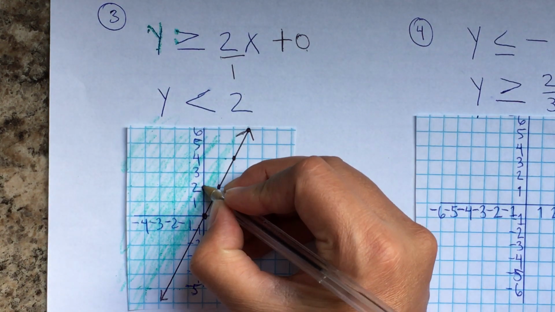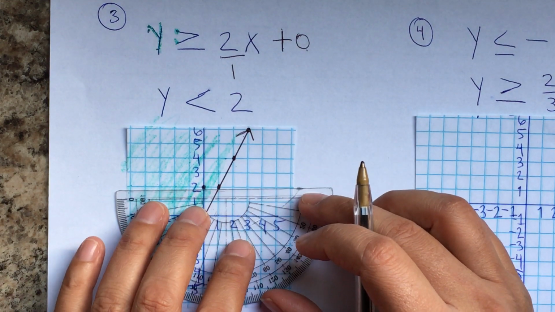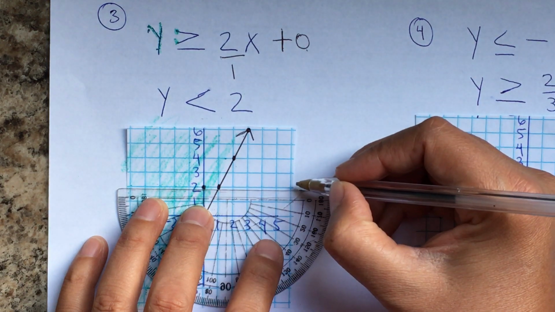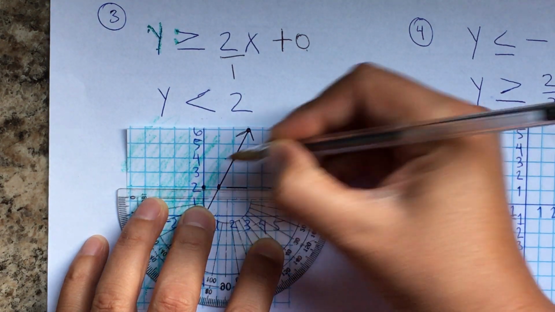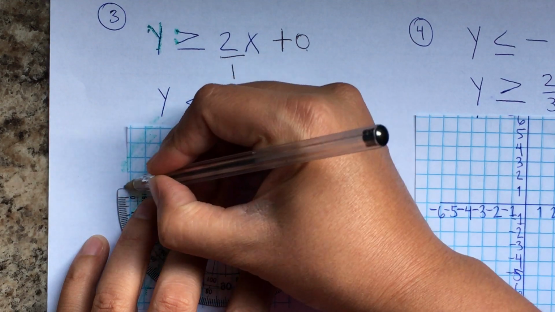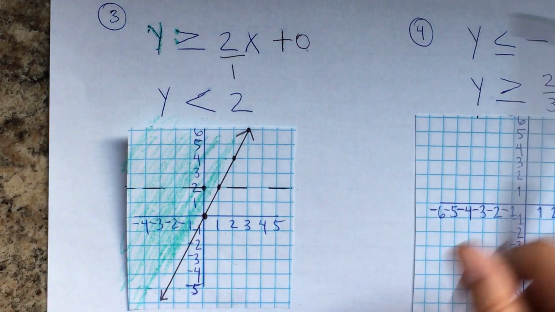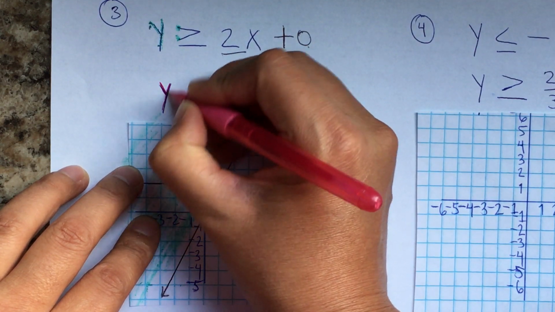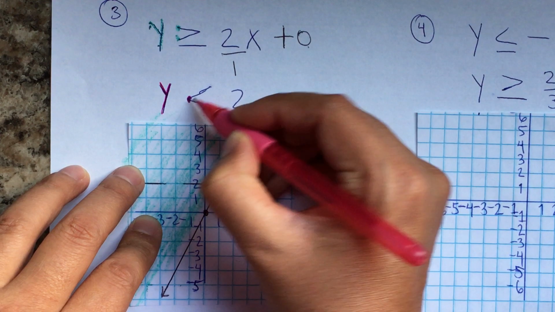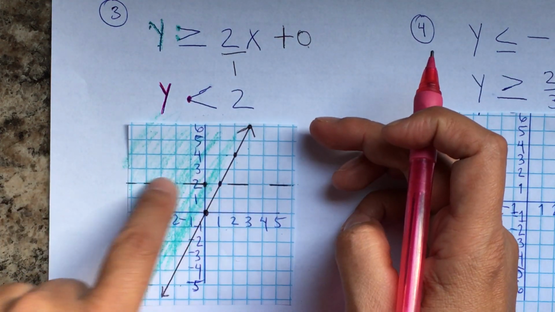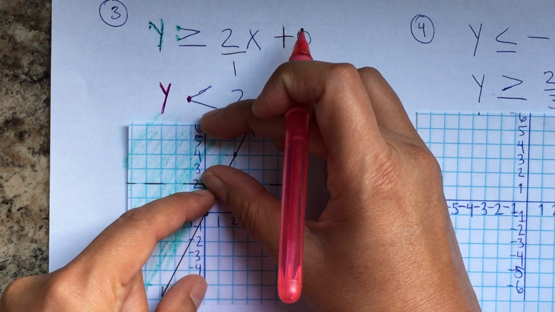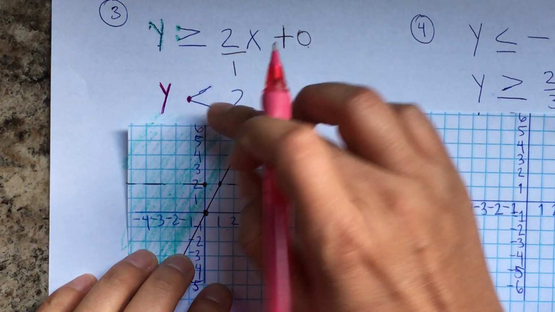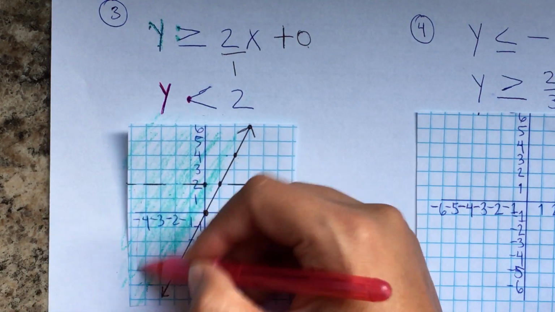So basically, on 2, you're going to draw, what kind of line is it? Since I don't have the equal sign, it's going to be a dotted line. Okay, and then for the shade, it says y is less, right? It has only 1 point less. So that line cut y into this section and this section. If it's below, it's less. If it's above, it's greater. So it says less, I'm going to shade in the bottom.